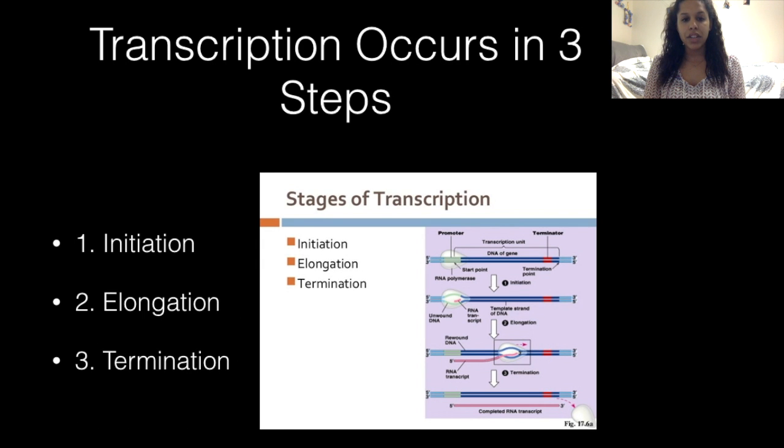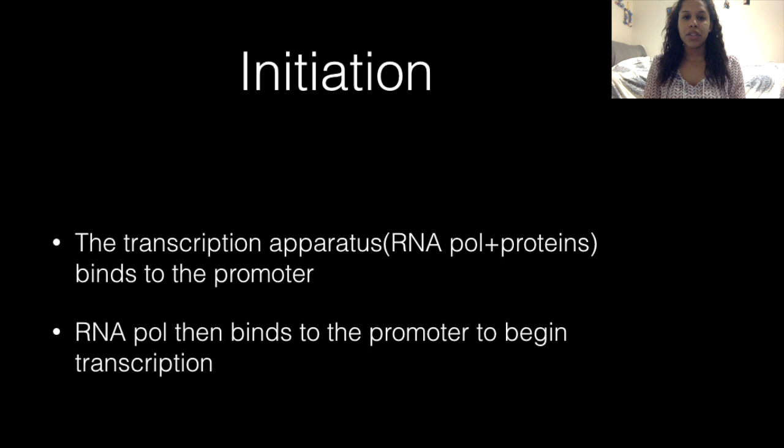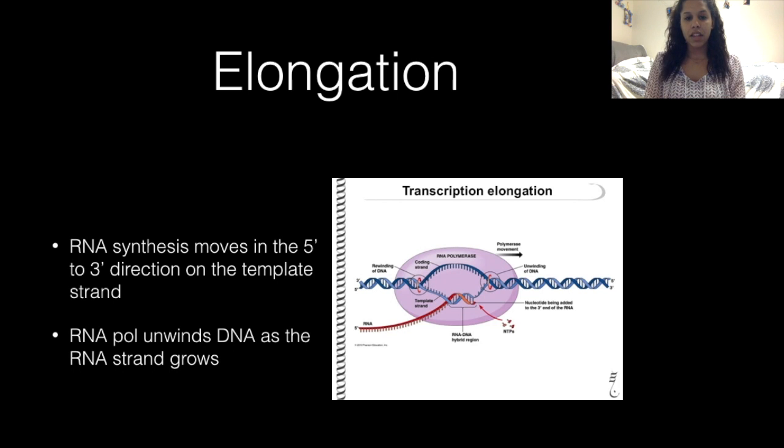So initiation, the transcription apparatus, which is comprised of RNA polymerase and proteins, binds to the promoter. When that happens, RNA polymerase can then bind to the promoter and begin transcription. RNA synthesis moves in the 5' to 3' direction on the template strand. The RNA polymerase unwinds DNA as the RNA strand grows, and we can see that happening in this picture.